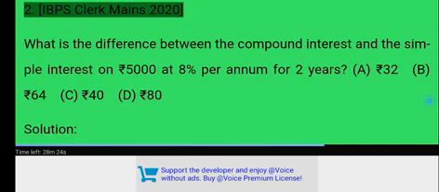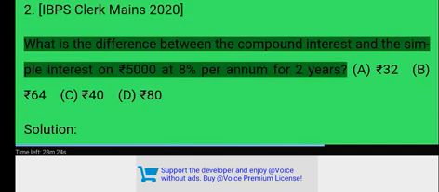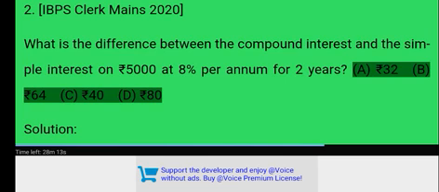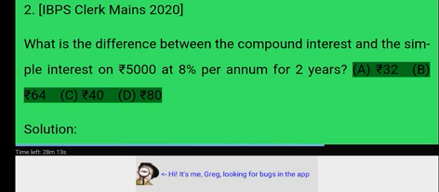2. IBPS Clerk Mains 2020. What is the difference between the compound interest and the simple interest on 5,000 rupees at 8% per annum for 2 years? A. 32 rupees, B. 64 rupees, C. 40 rupees, D. 80 rupees.